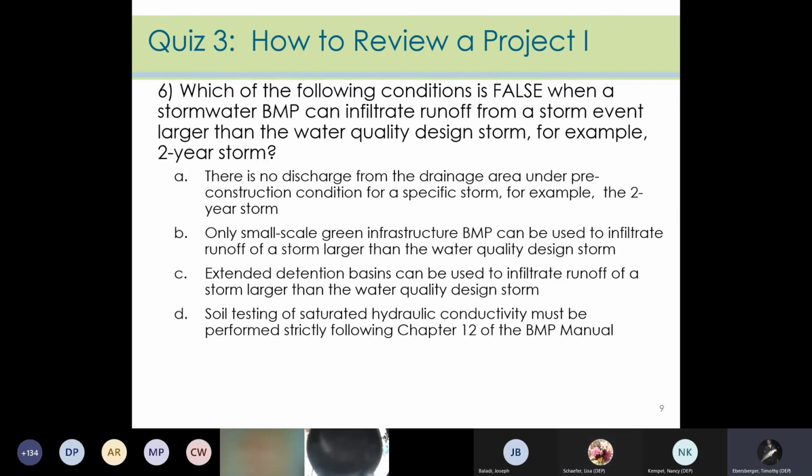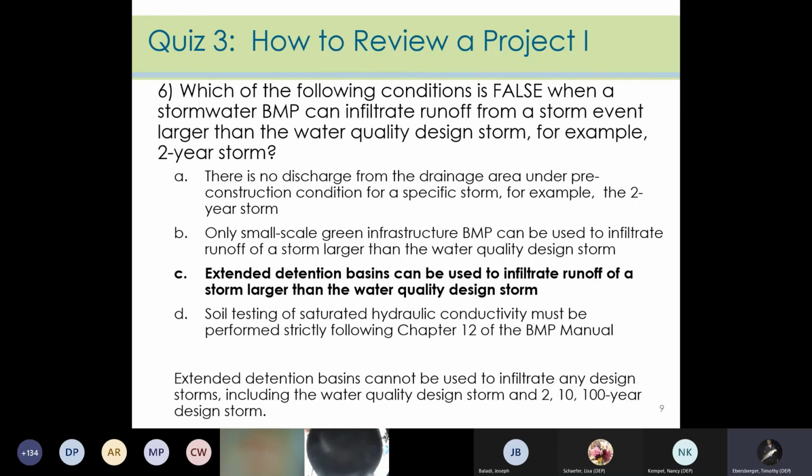All right, which of the following conditions is false when a stormwater BMP can infiltrate runoff from a storm event larger than the water quality design storm? For example, 2-year storm. The correct answer is C. Extended detention basins can be used to infiltrate runoff of a storm larger than the water quality design storm. And Lisa, how many got that correct? Well, only 40% got that right. So I think we have to go over this.